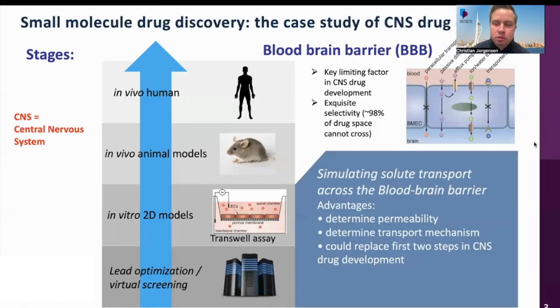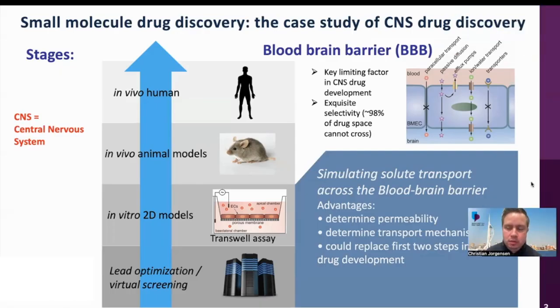For the purpose of this lecture, we will consider the case of small molecule drug discovery in CNS therapeutics. CNS therapeutics stands for Central Nervous System Therapeutics. So these are therapeutics for brain disorders and brain diseases. That could be Alzheimer, Parkinson, brain cancer, including aggressive gliomas and glioblastomas.